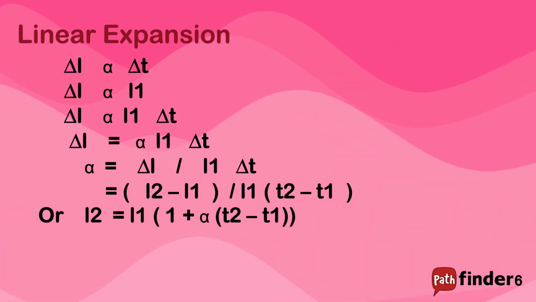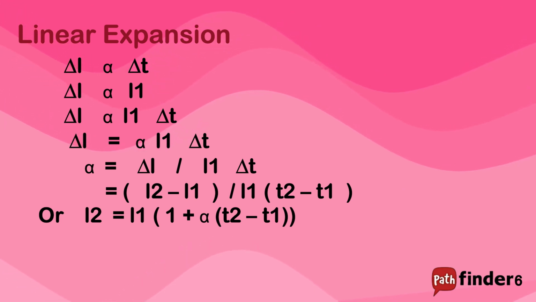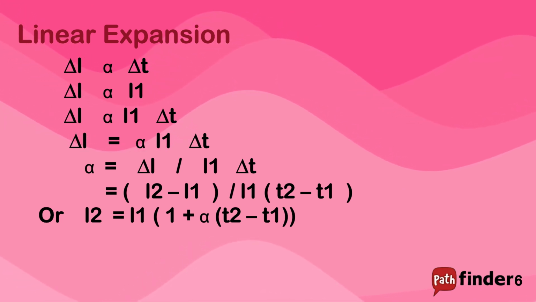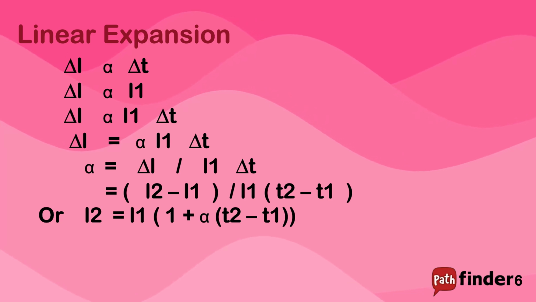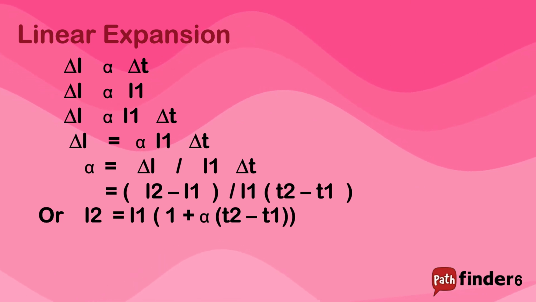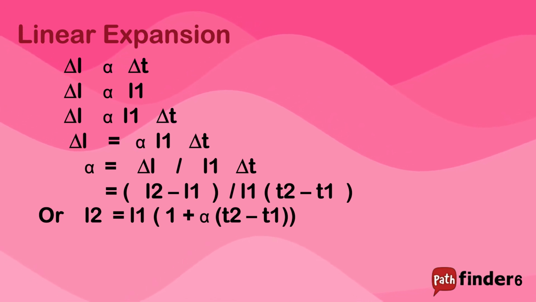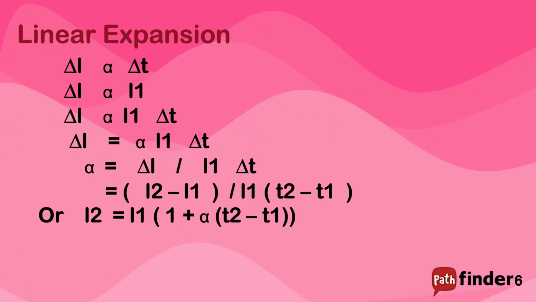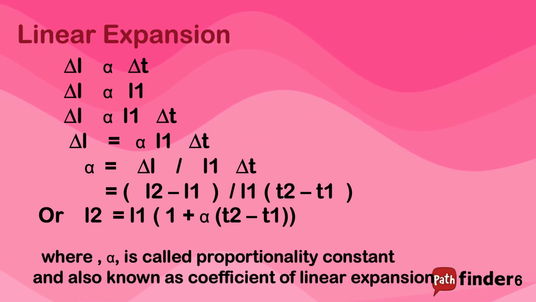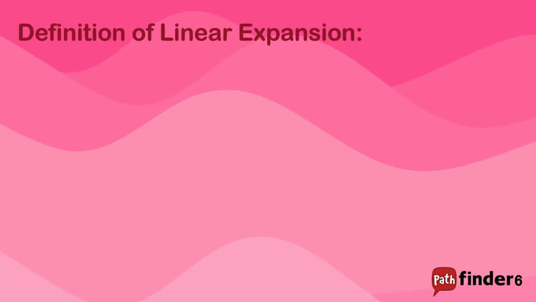So by these two we can write that delta L is directly proportional to L1 and delta T. To make this equal, we have to bring a constant here, alpha. Alpha is equal to delta L by original length L1 into delta T, or L2 is equal to L1 into 1 plus alpha into T2 minus T1, where alpha is called proportionality constant and also known as coefficient of linear expansion.